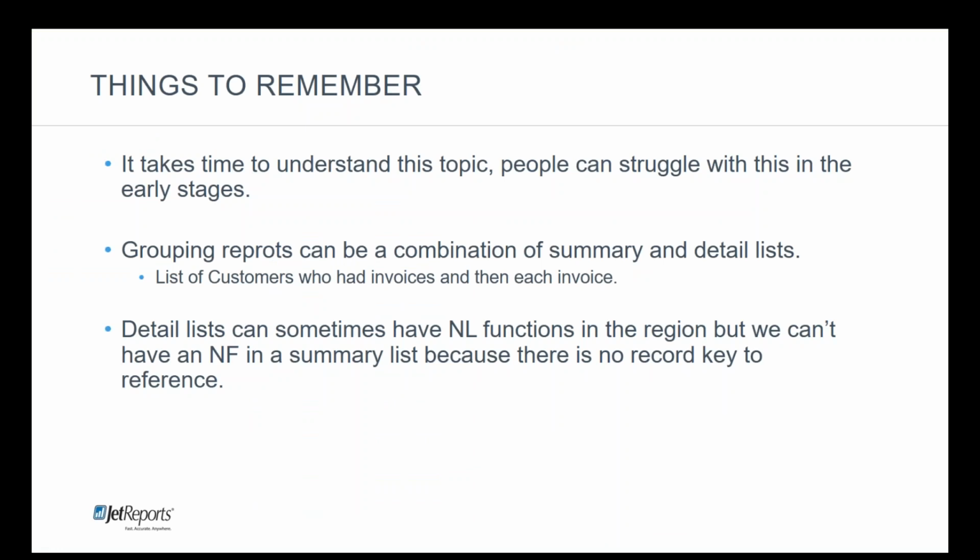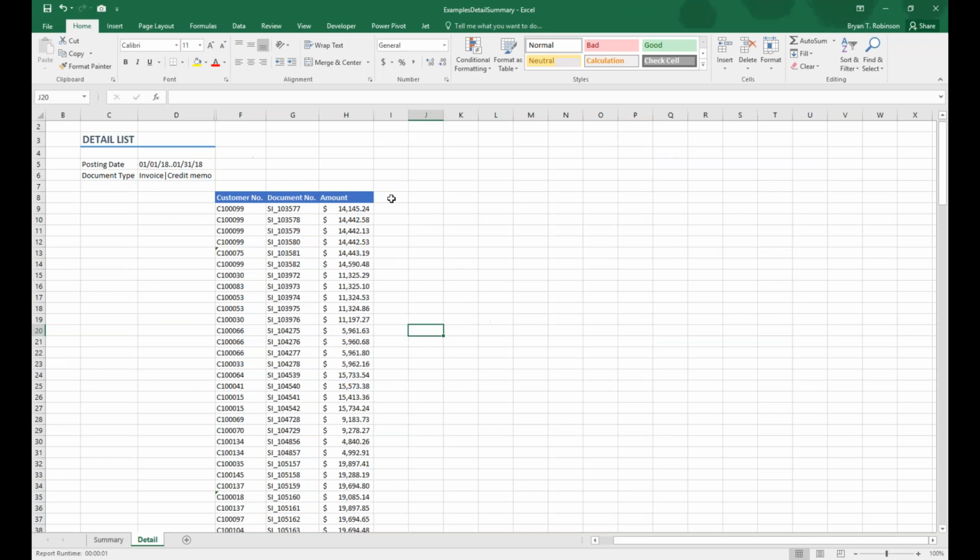And the last thing is, detail lists can sometimes have NL functions in that region, but we can't have an NF in a summary list because there's no record key, right? I tried to stress that in the beginning when we talked about NFs and detail lists. The NF requires a record key. If there is no record key, it's not going to work, right?